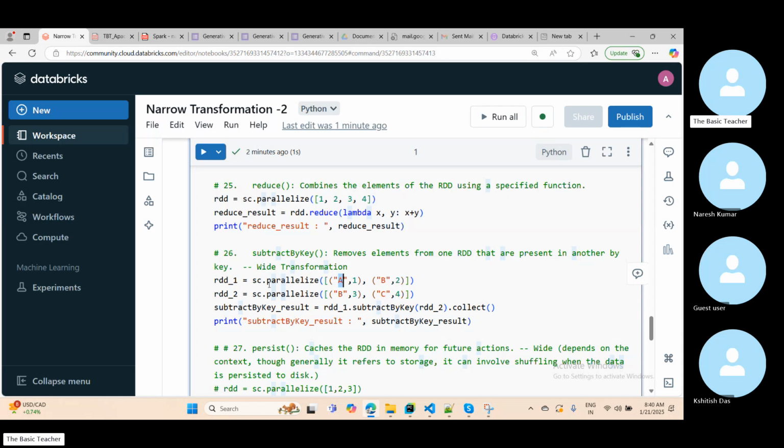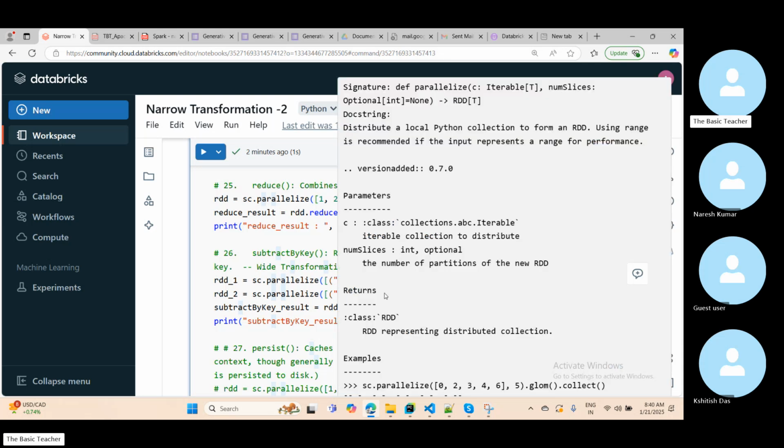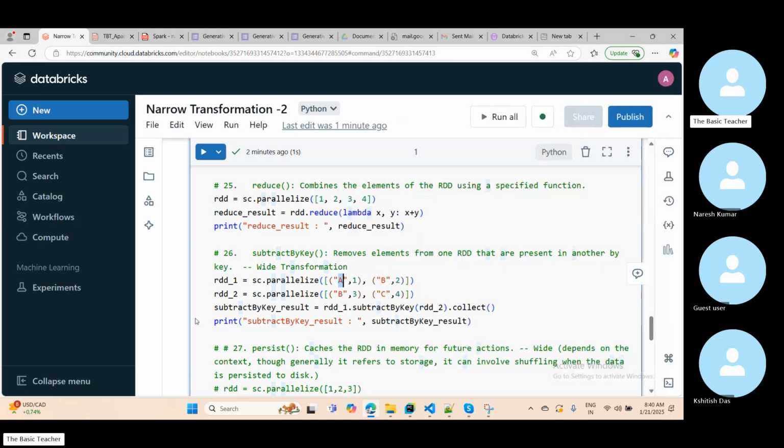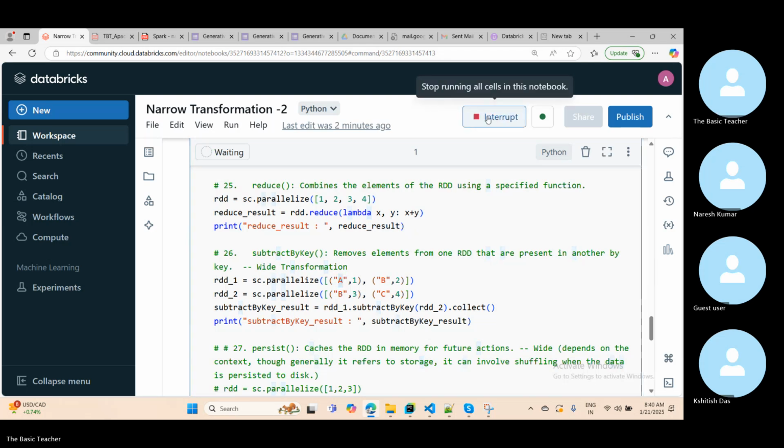So let's assume that you have one RDD that has A and B. You have another RDD that has B and C, and then you are going to apply this subtractByKey. The output is expected. What will be the output? You just tell me. A and C? Let's see that.